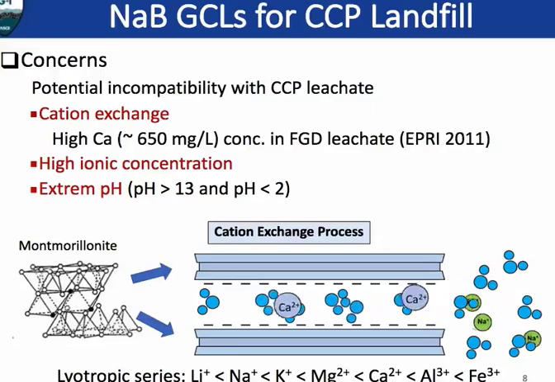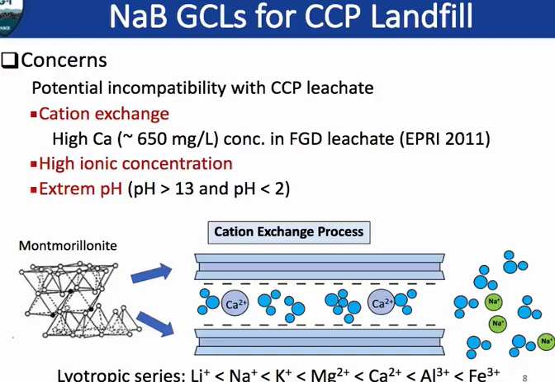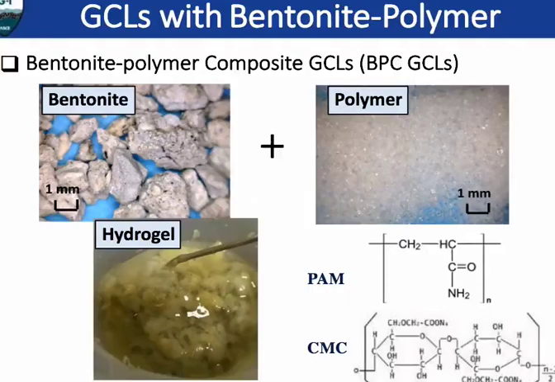However, based on the previous studies and our study, when the sodium bentonite GCL contacts CCP leachate, it has some issues with incompatibility to the leachate chemistry. For example, the incompatibility includes cation exchange, high ionic concentration of the leachate, and perhaps extreme pH conditions. All these conditions will suppress the swelling of the bentonite and leave a high hydraulic conductivity of the GCLs.